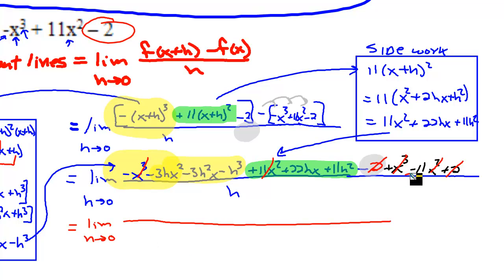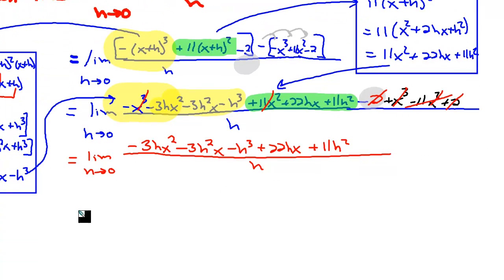When I crossed this off, I didn't make it clear. It's that whole thing. Looks like I just cropped off the x squared. Negative 3hx squared minus 3h squared x minus h cubed plus 22hx plus 11h squared. Looks like everything else is crossed off.